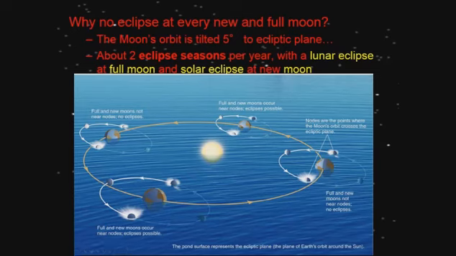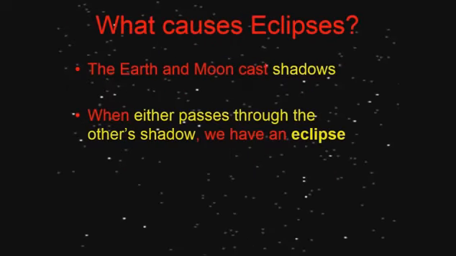This figure is figure 2.23 and is definitely worth looking at and making sure you can convince yourself when you will have solar and lunar eclipses and this idea of planes of orbits. So the actual cause of eclipses are the Earth and the moon basically casting shadows. So when either passes through the other's shadow, you have an eclipse.